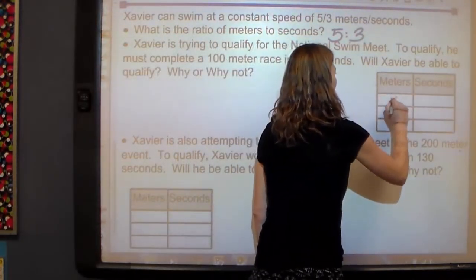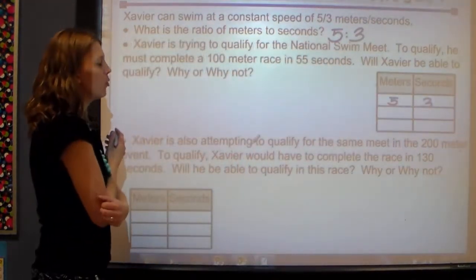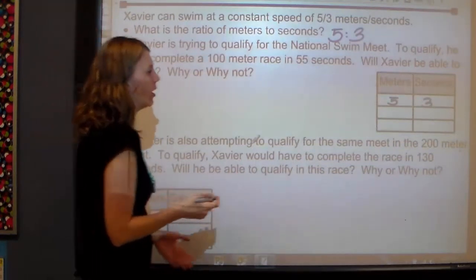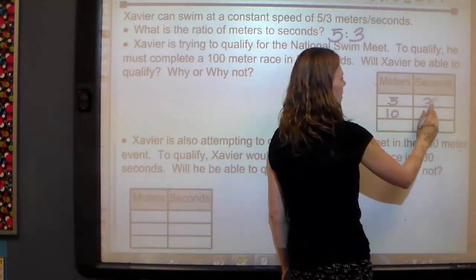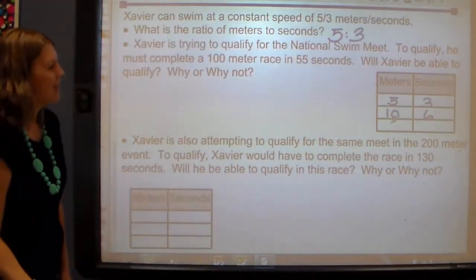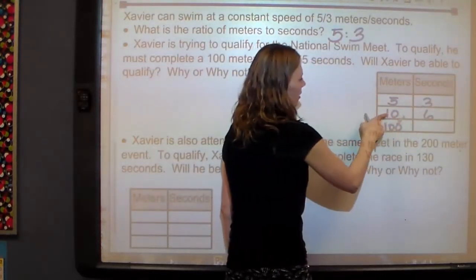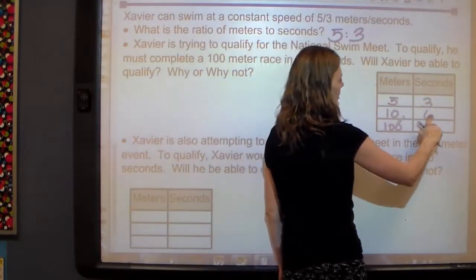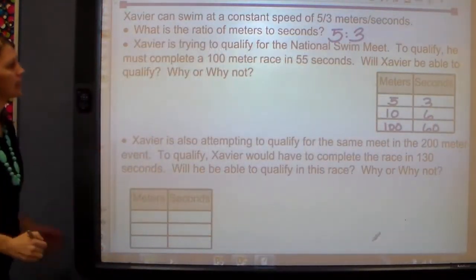Okay, so what we can do is use a table. I can put in 5 meters to 3 seconds. I can go ahead and multiply those numbers. I can multiply by 2 to get 10, so I'd multiply this number by 2 to get 6. And then I can go ahead and multiply by 10 to get 100. If I multiply this by 10, I need to multiply this number by 10, and I would get 60 seconds.